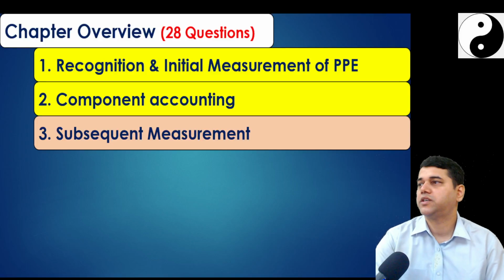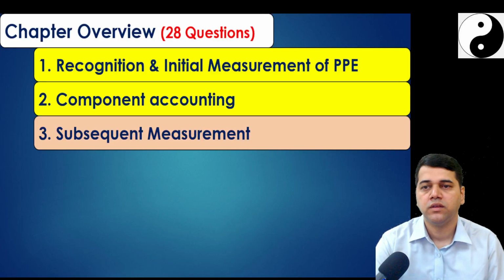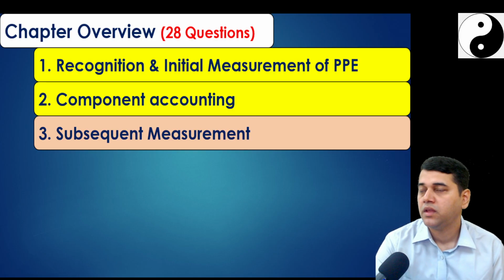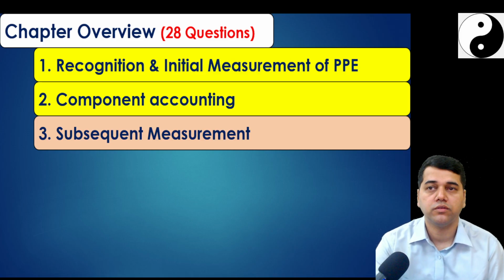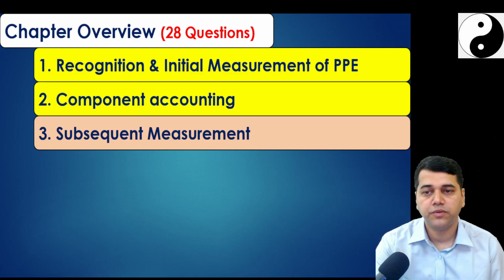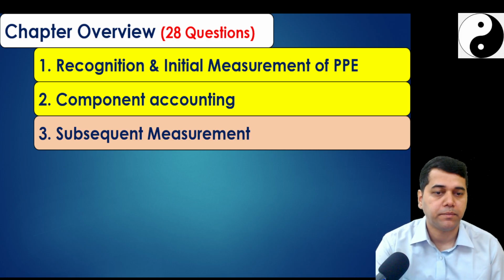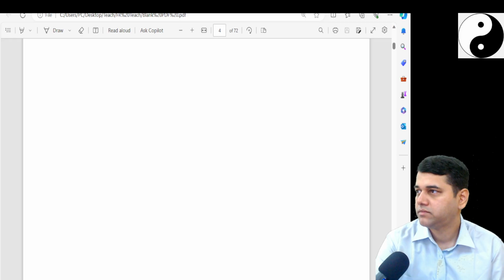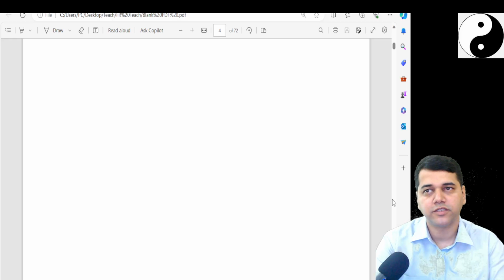Yes, so we have studied in the previous session about the recognition and the initial measurement and then the component accounting. So we will study about the subsequent measurement now. Before we discuss the subsequent measurement, let us have a quick recap. Okay, students, take out your pen and paper. Then we will have a discussion together.